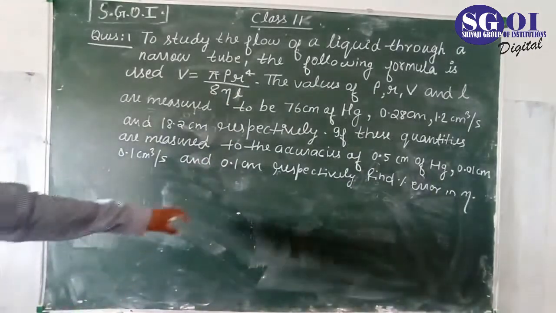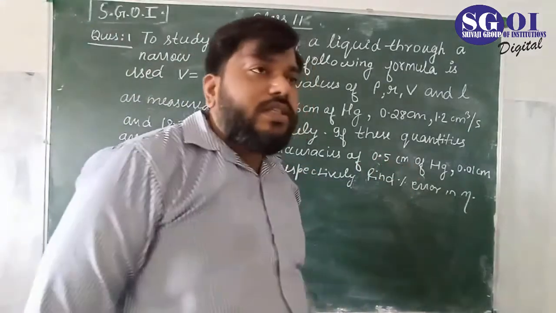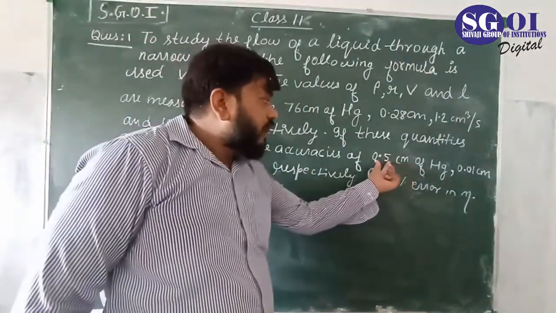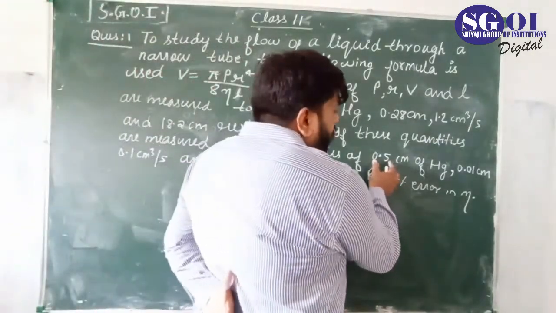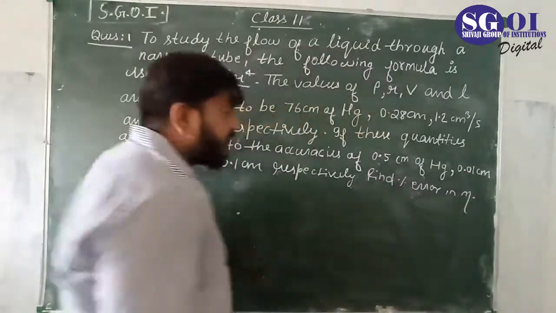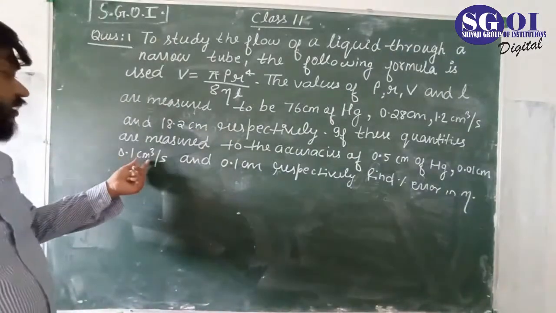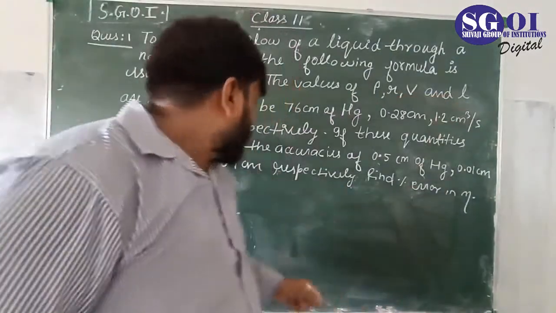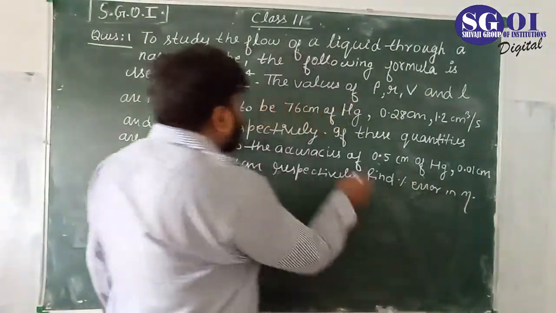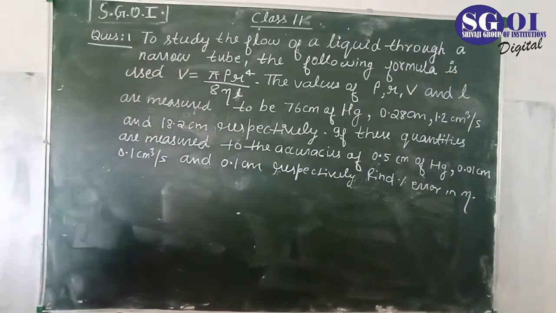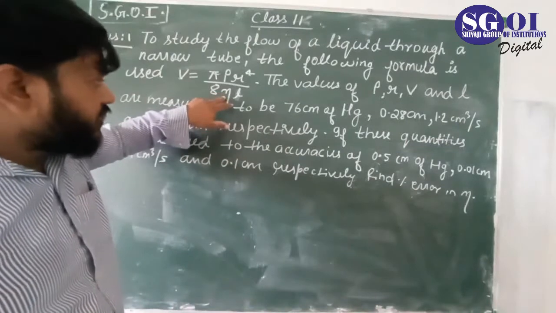You have to find, if these quantities are measured to the accuracy of, accuracy means the maximum permissible absolute error, 0.5 centimeter in pressure, 0.01 centimeter and 0.1 centimeter in r, 0.1 centimeter cubic per second in V, and the last one is 0.1 centimeter in L. So we have to find the percentage error in eta. As I told you, we have to find the percentage error in this term eta.